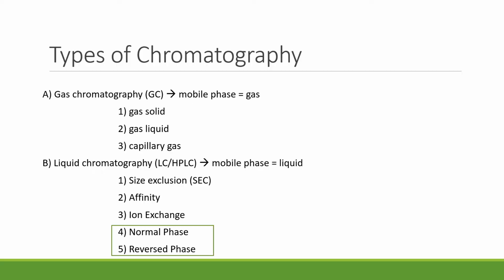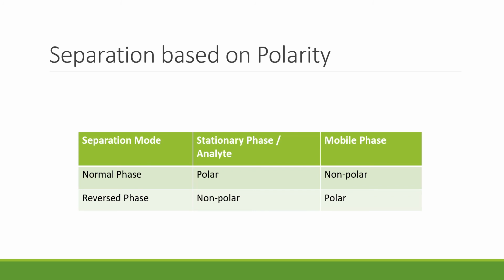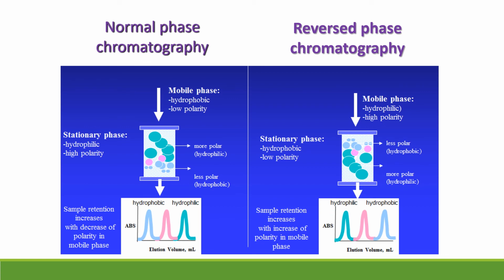And the last type of chromatography for HPLC that we'll talk about will be normal phase and reverse phase. So let's look at these a little bit more closely. In normal phase HPLC, the mobile phase is nonpolar or hydrophobic, and the stationary phase is polar or hydrophilic. The stationary phase is the column, which is usually filled with silica beads, all right?